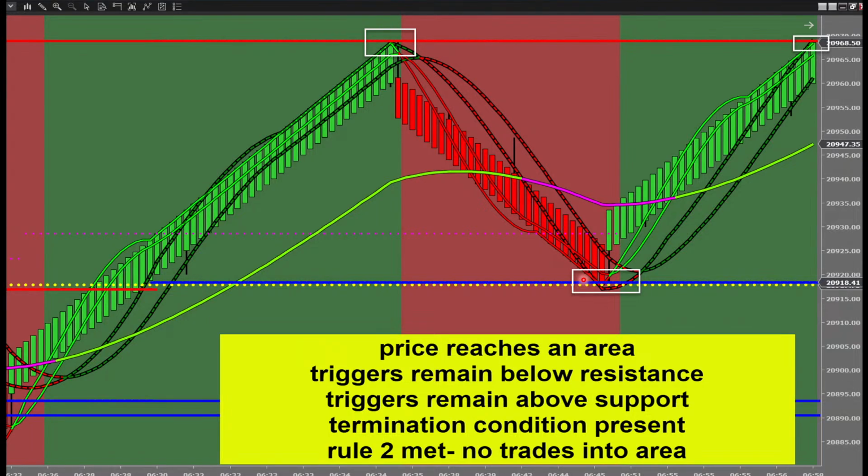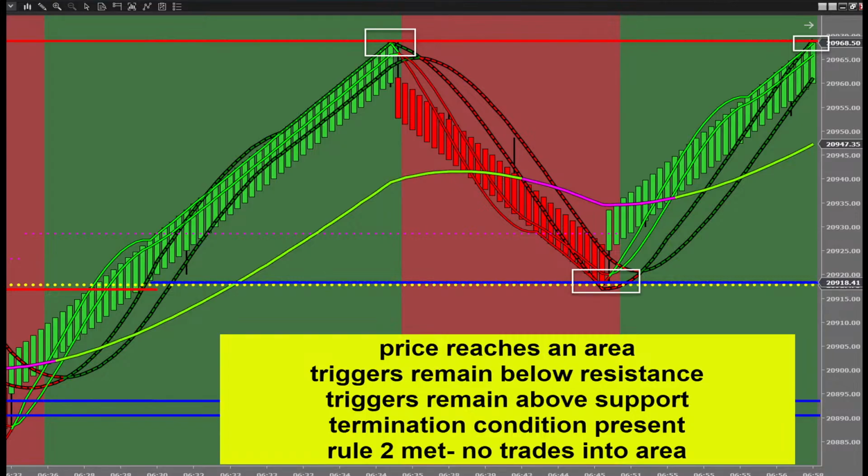It could stop the market, create an untradeable bounce. It could reverse the market completely. I never know what it's going to do. So rule number 2 says, hey, don't take the trade. If you reach a line and all 4 triggers remain below resistance, above support, that line is a termination condition. Absolutely no trades are initiated into it, not from a bounce saying that you have room. That area must either break or that area must roll and reverse the market completely and send you the other direction until your rules are met. Are you guys good with that?